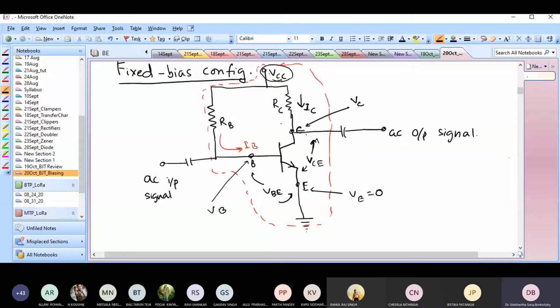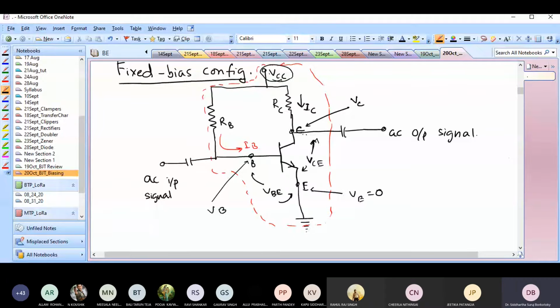Now the problem is when temperature changes, the value of beta changes. Now when beta changes, then we know that IC will change. IC will become beta times IB. But if beta changes, then IC will also change, and that's not nice. And if IC changes, VCE will also change.